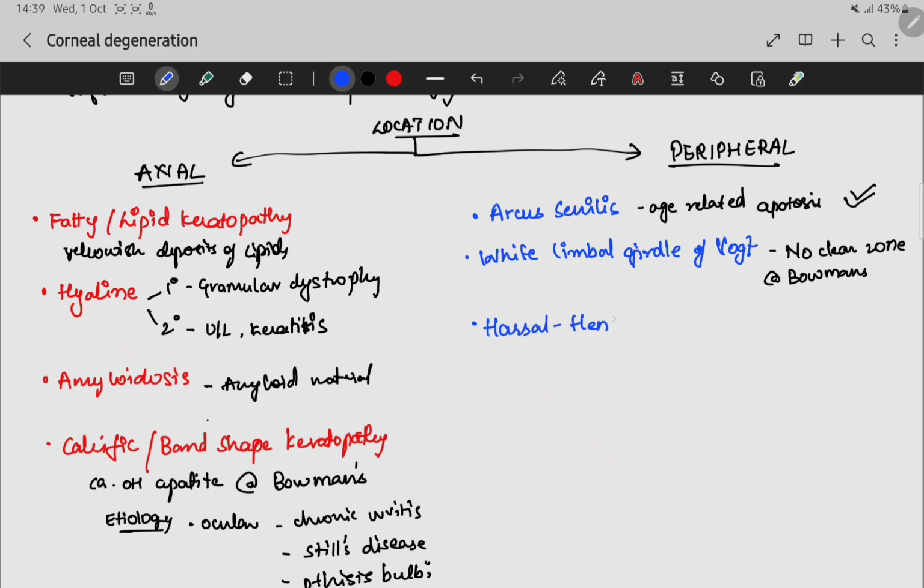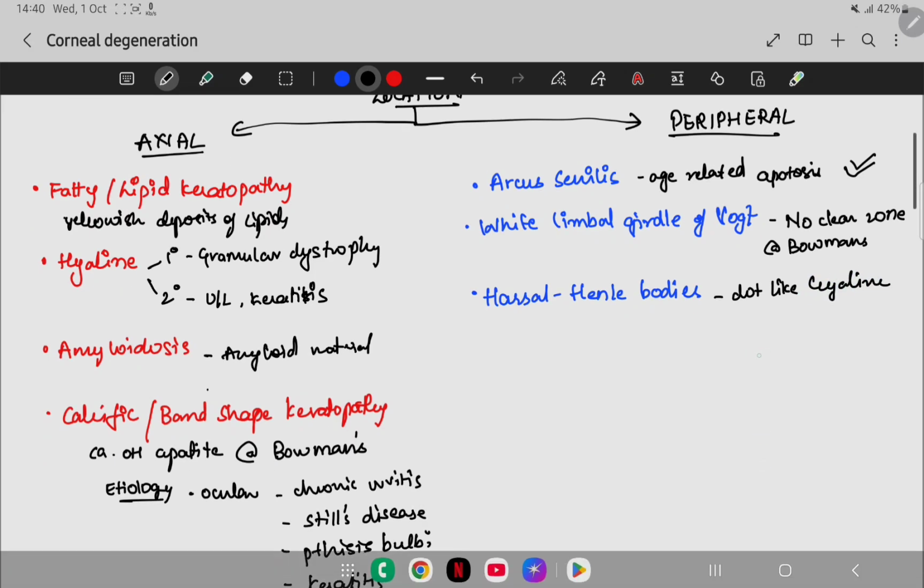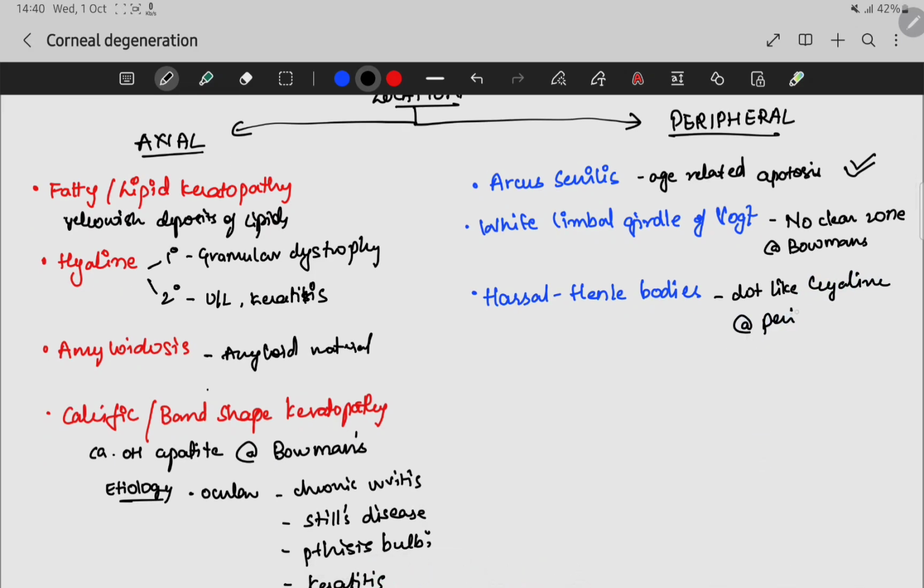These are dot-like hyaline structures which are seen at the periphery of the cornea. As we are discussing the peripheral ones, these are the peripheral ones. If these Hassall-Henle bodies are located in the center, it is known as cornea guttata. So these are characteristic of cornea guttata.